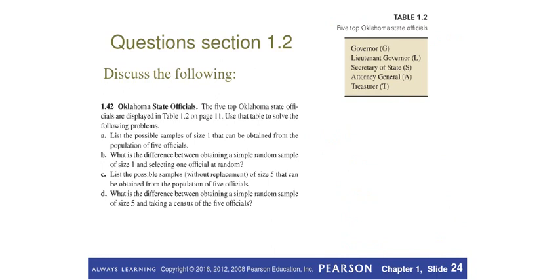Question C asks, list the 5 possible samples without replacement of size 5 that can be obtained from the population of 5 officials. And then D asks, what is the difference between obtaining a simple random sample of size 5 and taking a census of the 5 officials? So we'll pause for a moment and I'll allow you to get your answers.